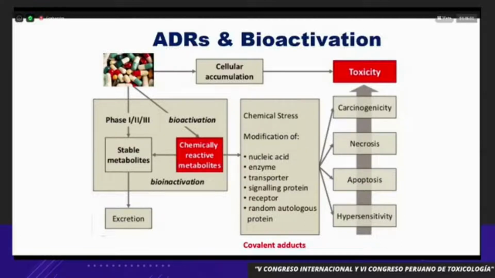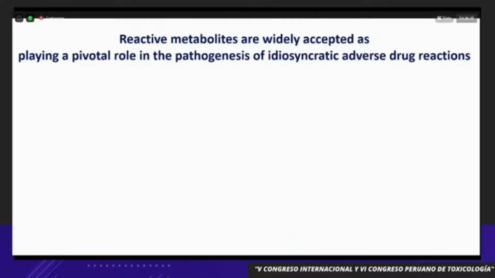However, in the middle of these metabolic transformations, sometimes are also formed the so-called reactive metabolites. Reactive metabolites are most often electrophilic species that have the ability to react with biomolecules such as DNA or proteins, yielding covalent adducts. So once these adducts are formed, they will modulate the activity of proteins, and they can initiate allergic reactions or even initiate carcinogenic events. So reactive metabolites are widely accepted as having a key role in the onset of adverse drug reactions.